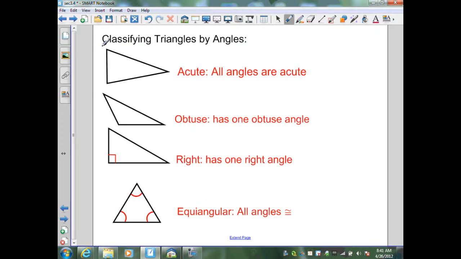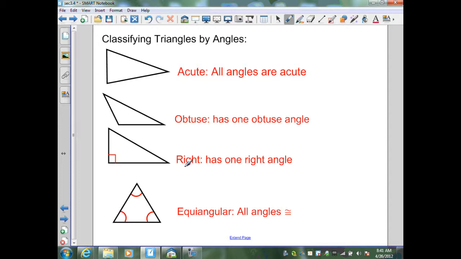We can also classify triangles by angles. Our first triangle is an acute triangle. All angles in this triangle must be acute, less than 90 degrees. Our next one, an obtuse triangle. This has one obtuse angle. The other two angles must be acute.